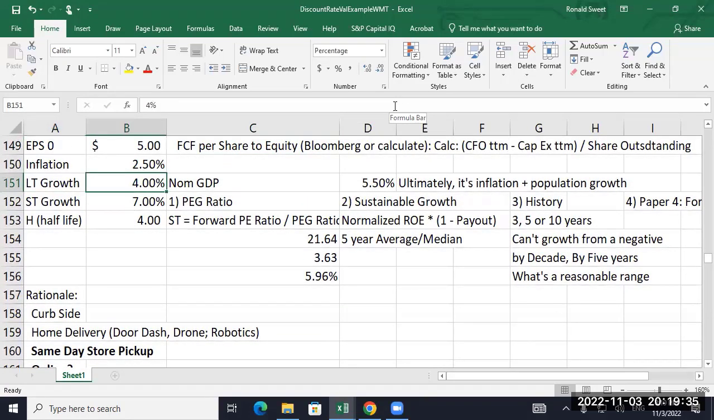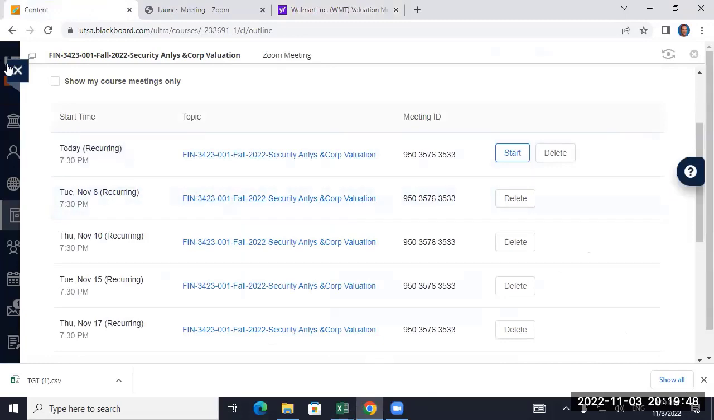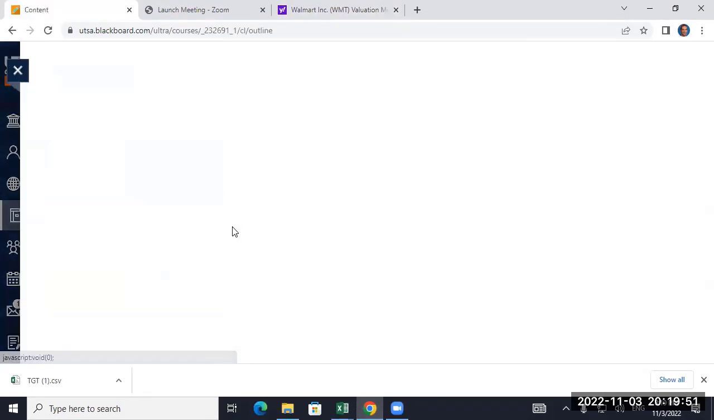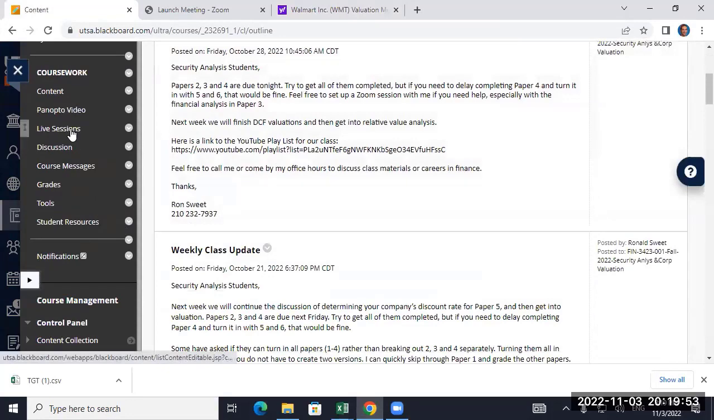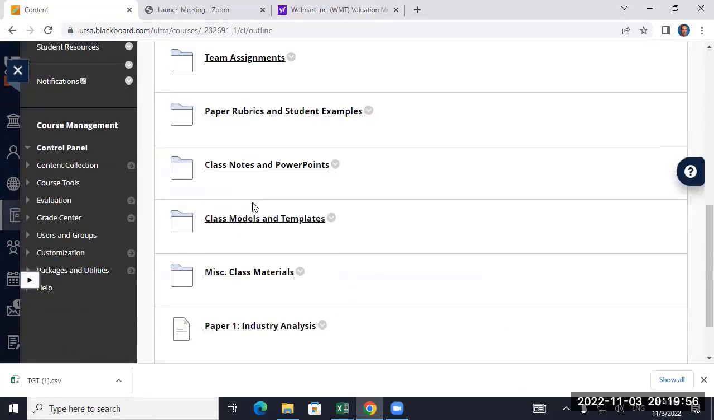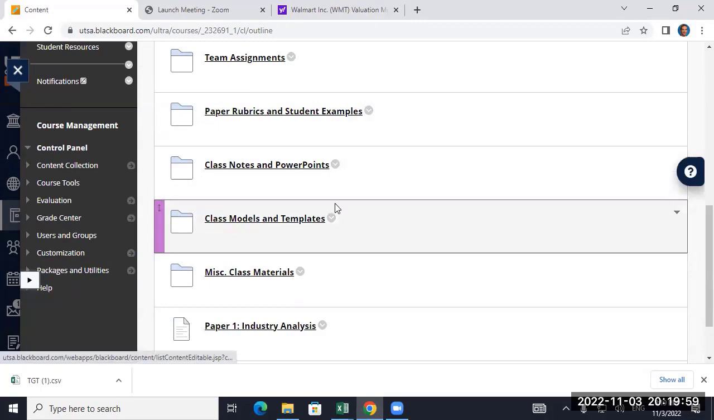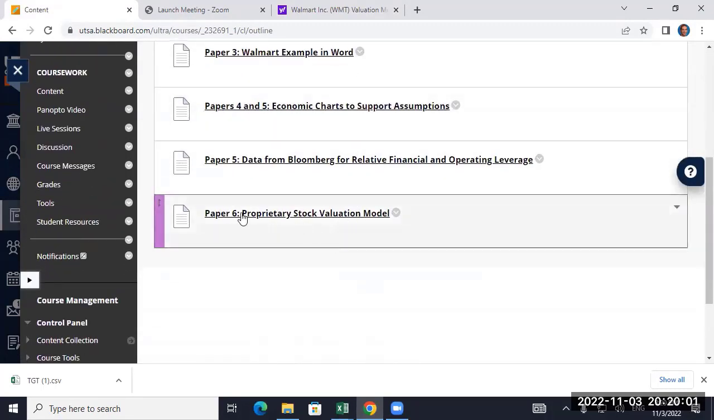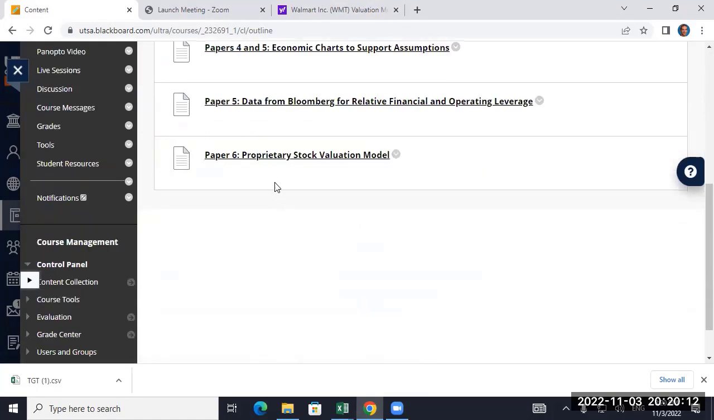Now I want to run scenarios. So on Walmart, for my long-term growth, I want to have 3 scenarios. I'll talk probably next class about how to handle the H model. Before I do that, I want to show you one other model that I've given y'all. It's this paper. It says paper 6, sorry, I don't know if that's right, but proprietary stock valuation model. So it's under class models and templates.